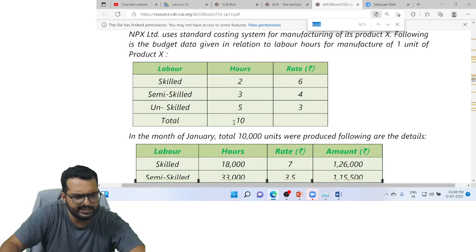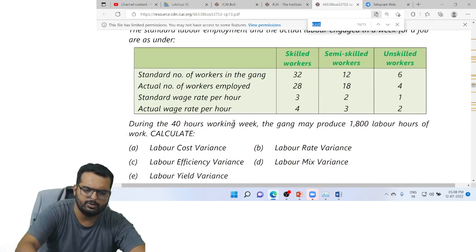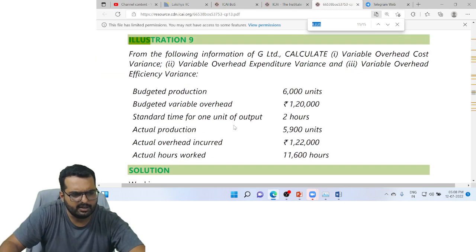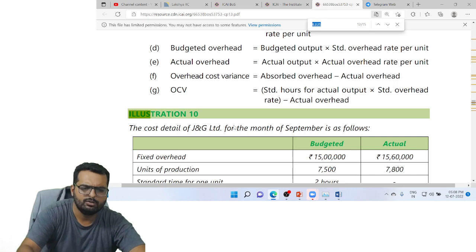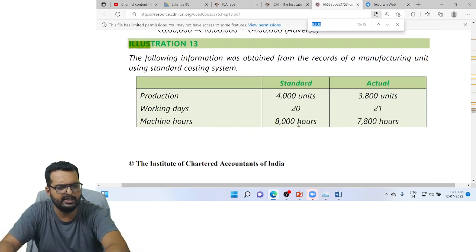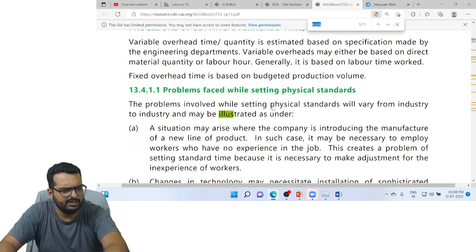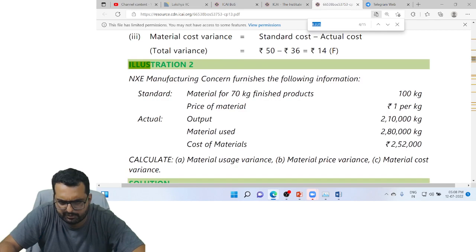Seven is again a very easy problem, but we will do it together. Eight is a very good question. We will do it. Nine is a variable overhead variance problem. We will do this tomorrow. So like this, friends, every question we will do tomorrow. We'll crack each and every one of these. Some of them are already done in class. That I will not repeat. 14 problems are there as illustration, friends.